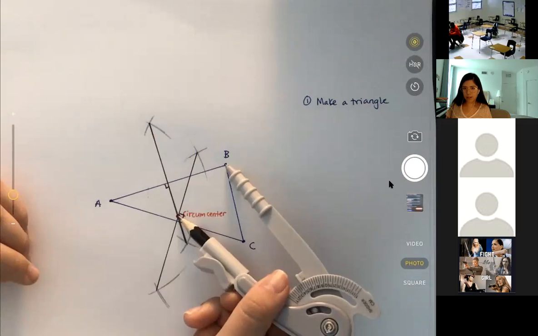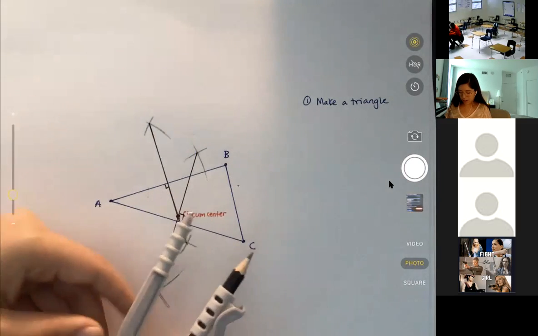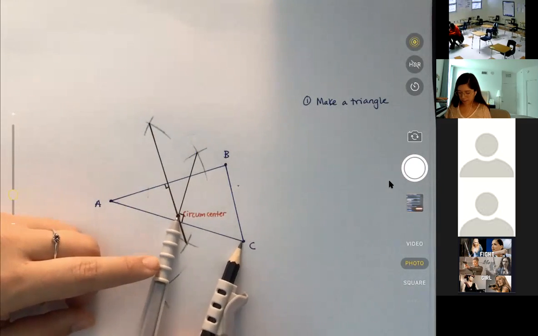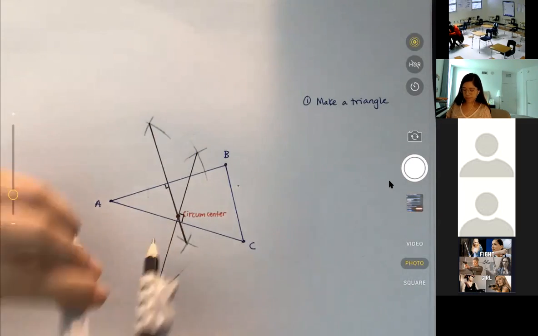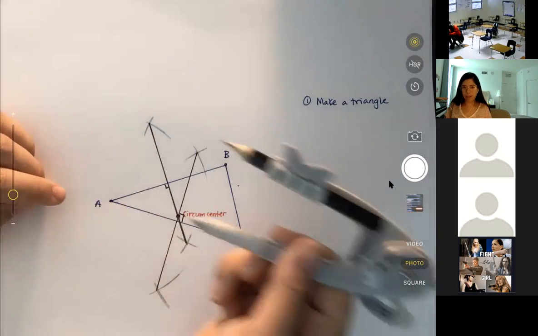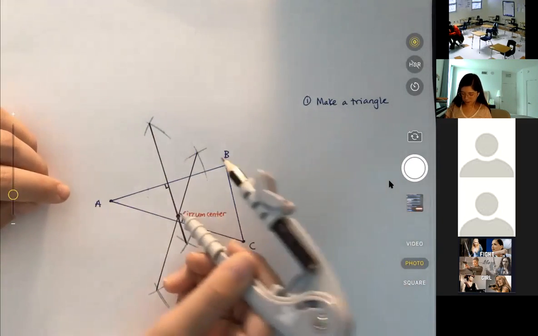See that? You always want to check if they're all the same way, or else it won't be even. Right, and it's the same thing from C to the circumcenter. Notice, I didn't change anything. It's all the same.